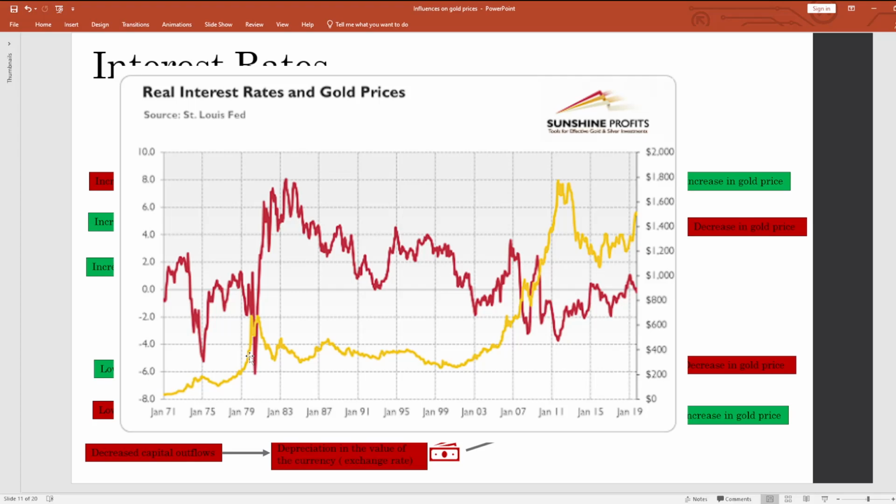Real interest rates, when they go negative, people are incentivized to borrow. They borrow more, they invest more, economy booms. After a while the economy busts, and then the demand for gold goes up, and then the price of it follows. It also goes up. And so that's essentially what the relationship between real interest rates and gold prices is.